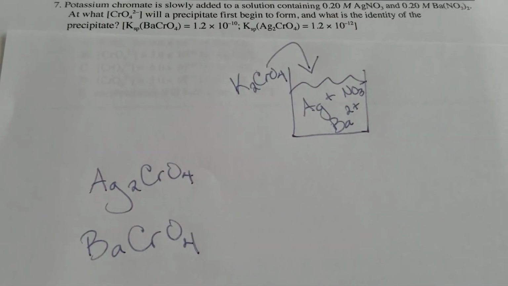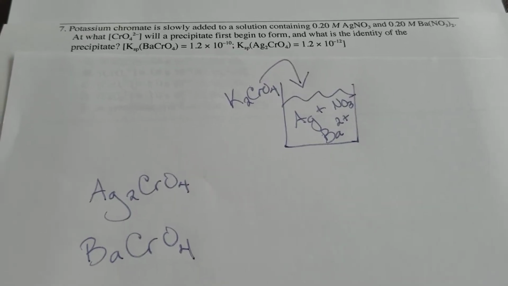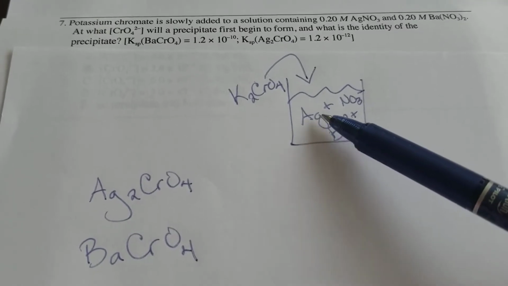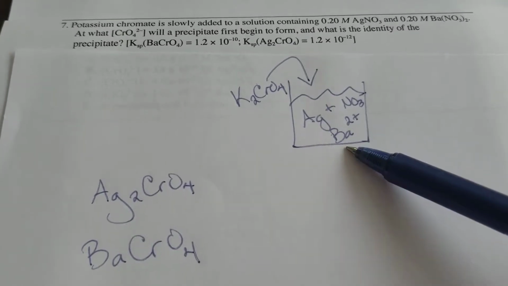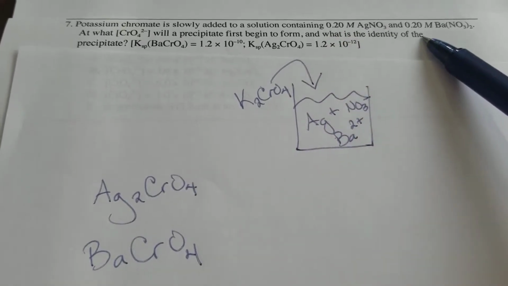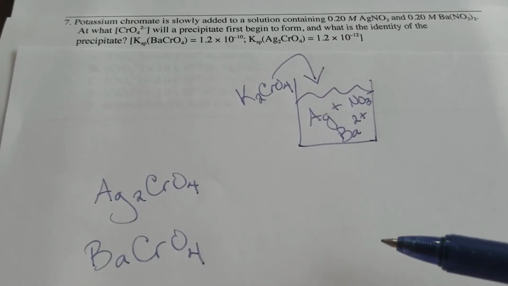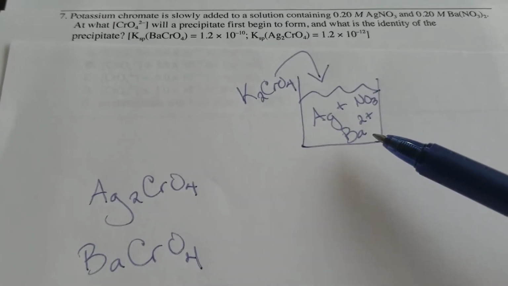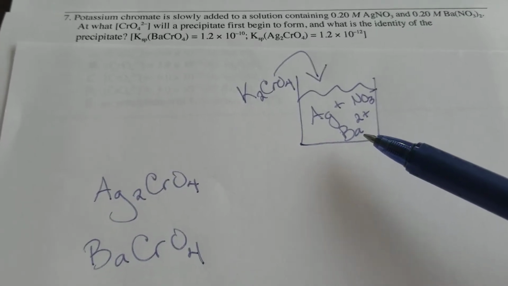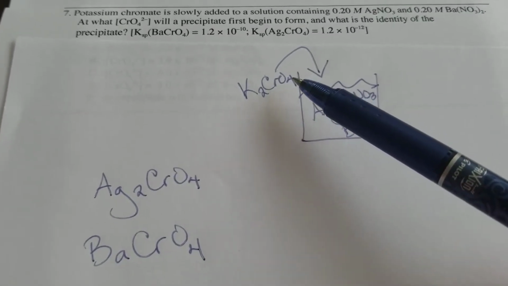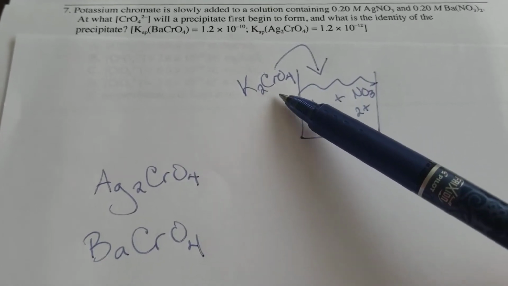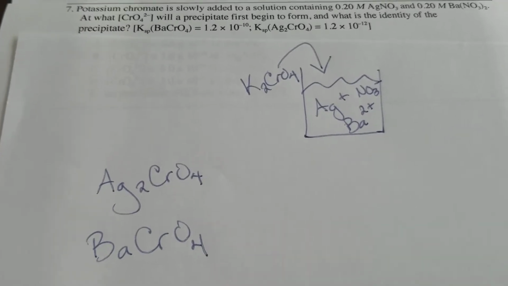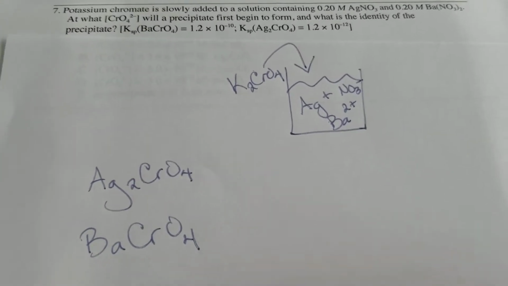If we added enough of our potassium chromate, we could certainly form both, but we want to know which one forms first. So because we already have a certain amount of silver and a certain amount of barium, those 0.2 molar of each, that's not going to change. What we can change is the amount of chromate. So we're going to solve for the amount of chromate needed in order to make either one of these precipitate. To do so, we're going to look at the KSP expressions.